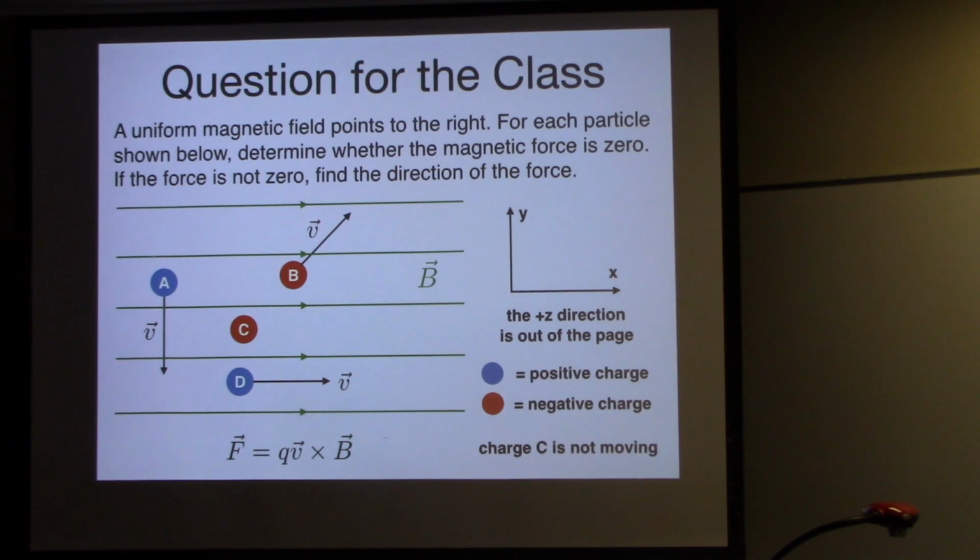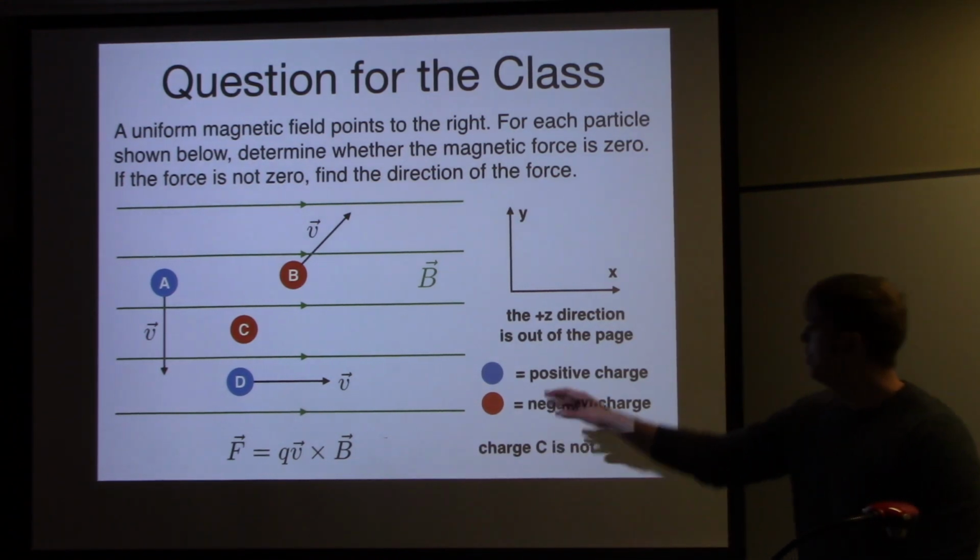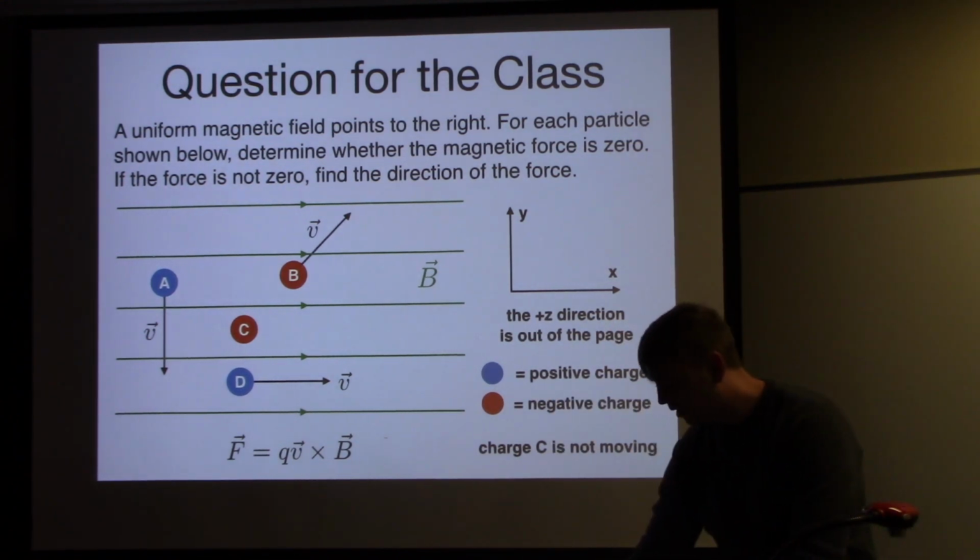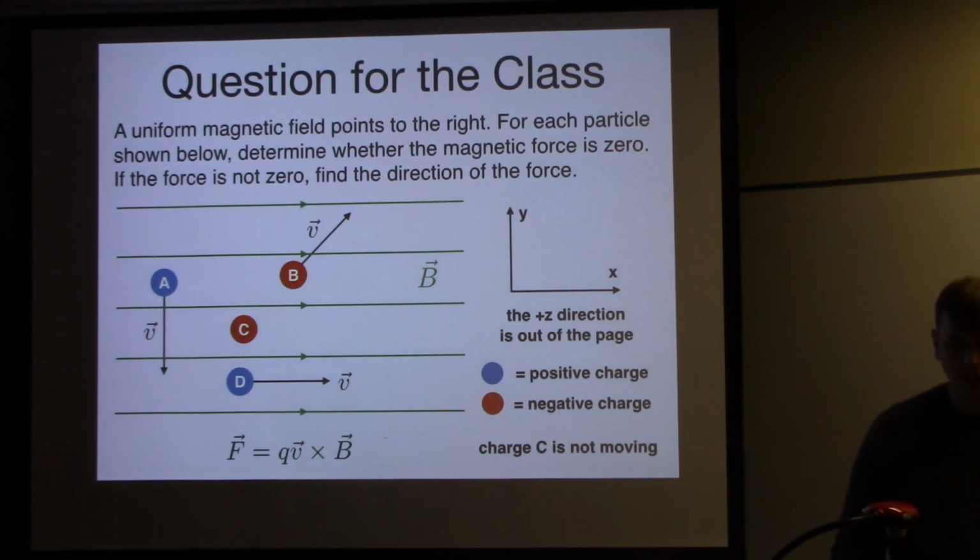And so with that said, we're going to do some examples where we have a little bit of practice thinking about this magnetic force and how it comes out. So we have a uniform magnetic field going to the right. For each particle shown below, determine whether the magnetic force is zero. If the force is not zero, then we'll find the direction of the force. Okay, so before we go into each individual example, we have 4 of them. Let me just remind you how we're going to think about this.